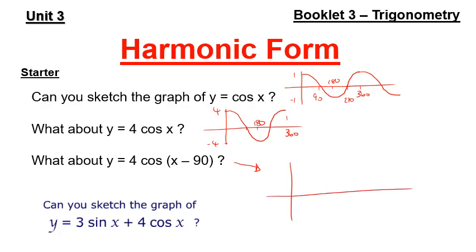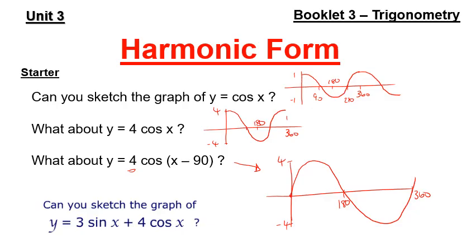Okay, the next one. This one's also 4 cos x, but it's got a -90 in that bracket, which means that the graph needs to be shifted 90 to the right. So it ends up looking like this. It still goes up to 4 and down to -4. The amplitude is still 4, but I've shifted the graph to the right 90 degrees, so it actually starts from the origin.